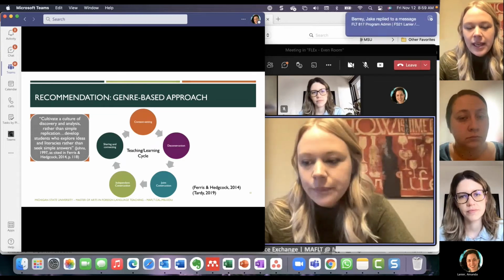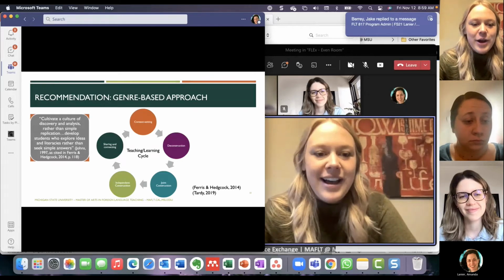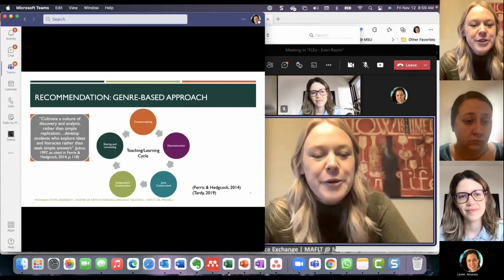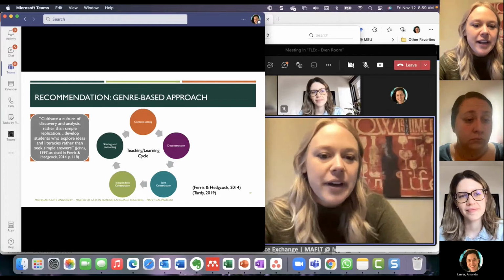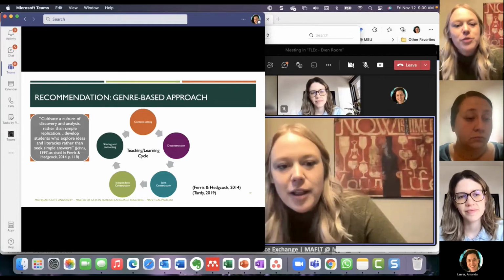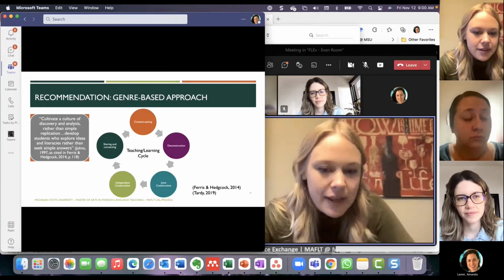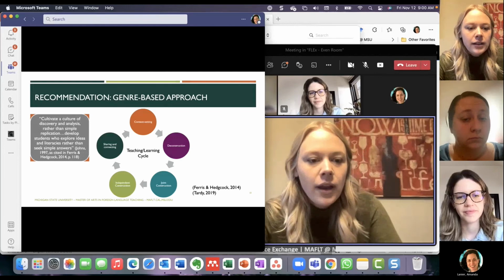And so this quote on the left-hand side is really important to the genre-based approach. You're cultivating a culture of discovery and analysis rather than simple replication in order to develop students who explore ideas and literacies rather than seek simple answers. Next slide.